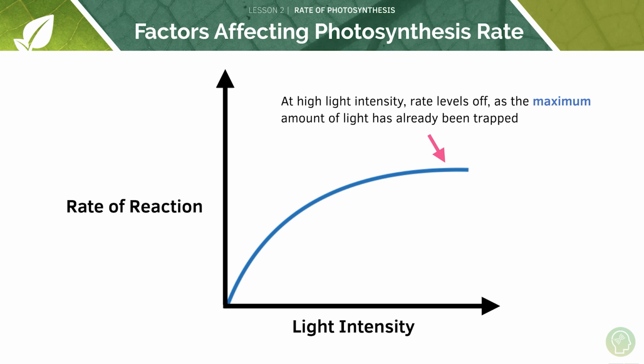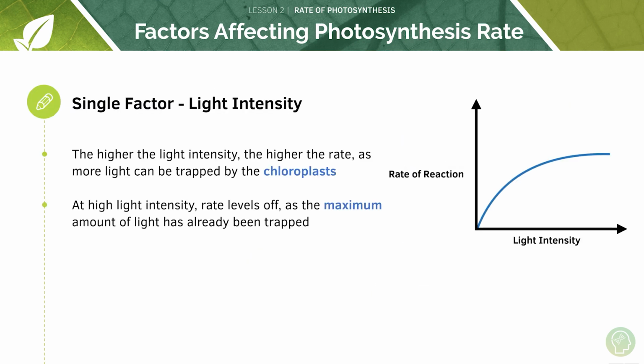So as with the previous example, we have light intensity limiting at these points, so that's your limiting factor, whereas here, something other than light intensity is limiting. So I've already said that from this point onwards, the maximum amount of light has already been trapped. So perhaps a way of increasing the rate of reaction further is by providing more chloroplasts, because then more light can be trapped at these higher light intensities. So, for example, chloroplast number could be a limiting factor around here. So again, this just summarises what I just said.